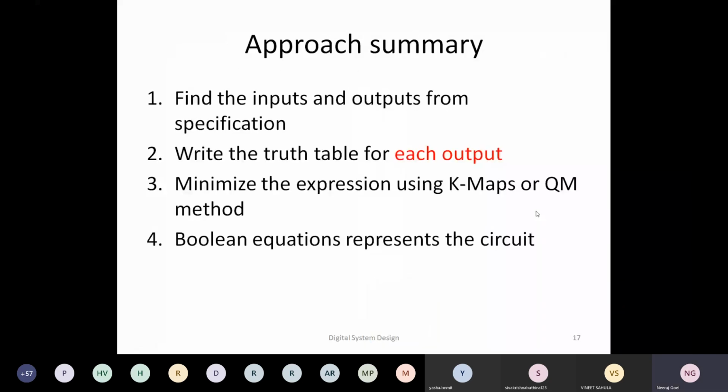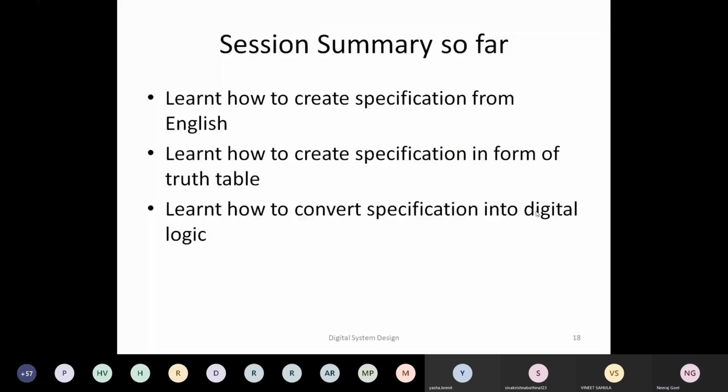With this, I think I can now summarize this particular session. We have at least learned how to create specification from English. I will not say completely, but we have learned it quite a bit. The second is we also have learned how to create specification from truth table, how to create truth table, and then how to convert this specification to form a digital circuit. So that was an overview of designing a combinational logic.